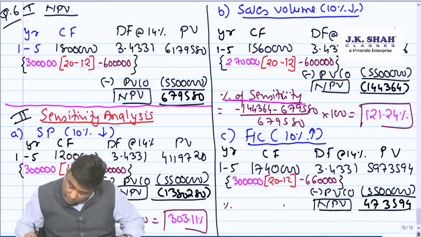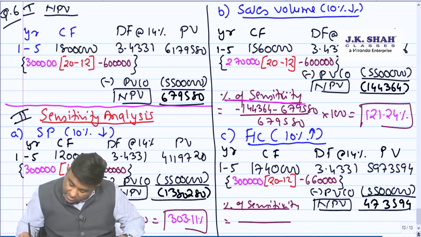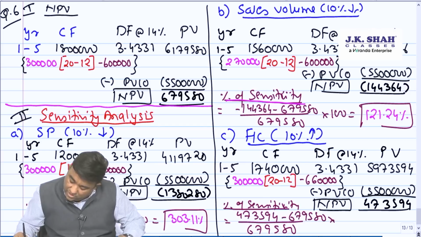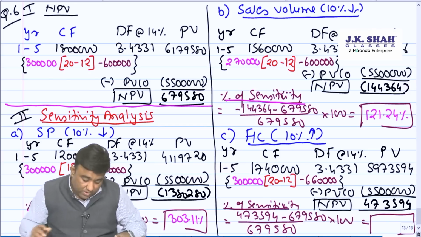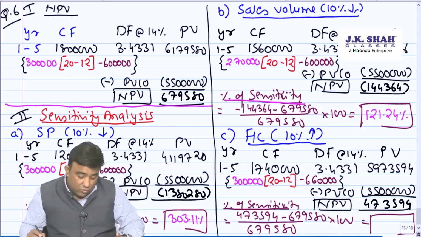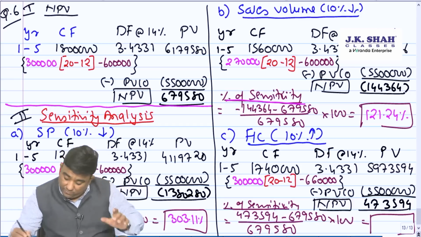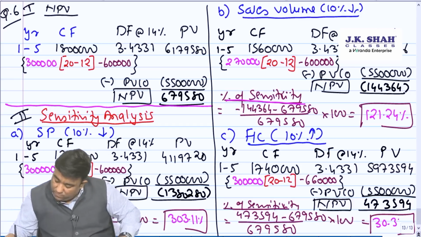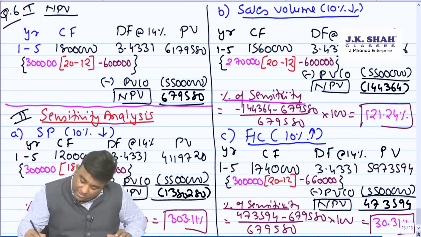I'm putting like this, percentage of sensitivity. Earlier that was 679580. Now this is positive 473595 minus 679580 into 100. Can I compute? Minus 679580 divided by 679580, that comes to 30.31%.